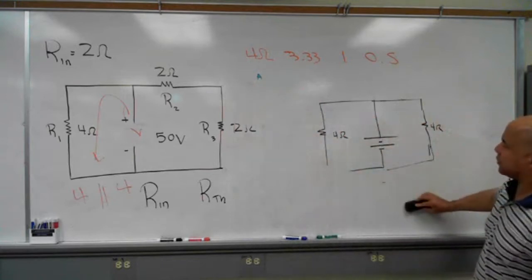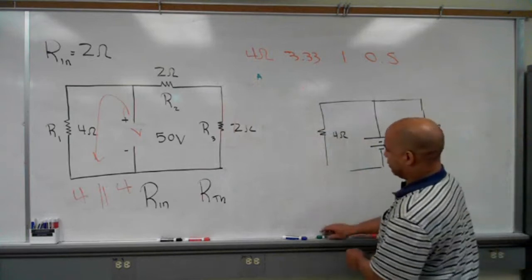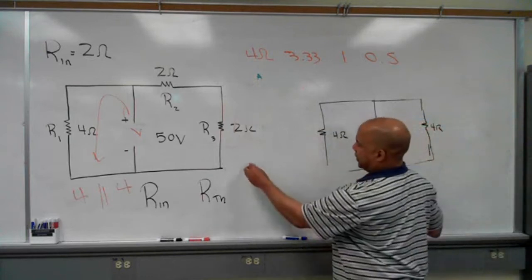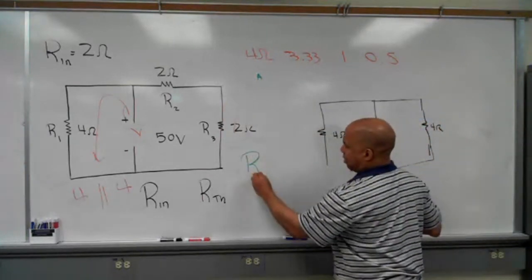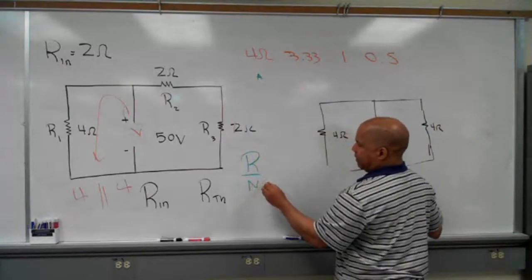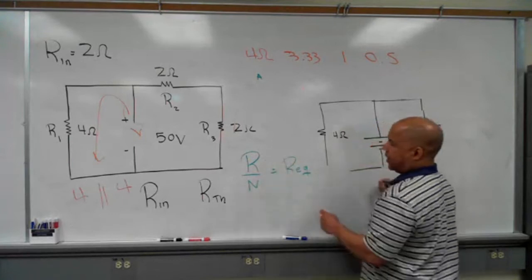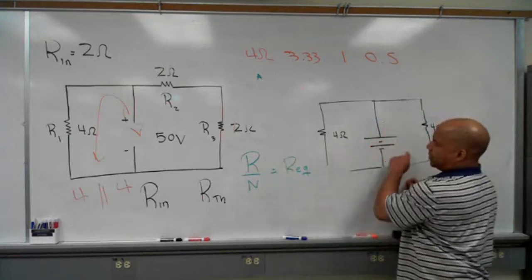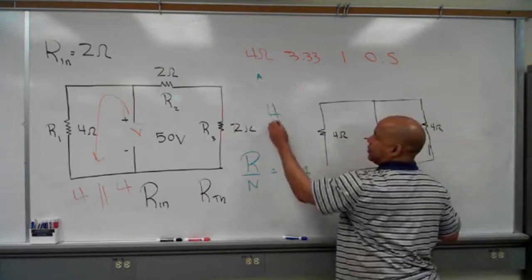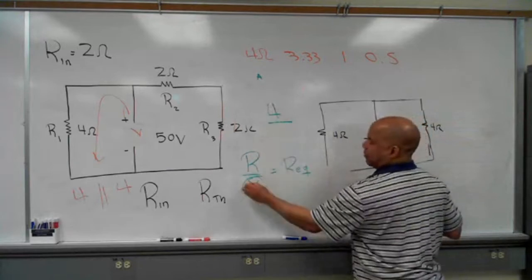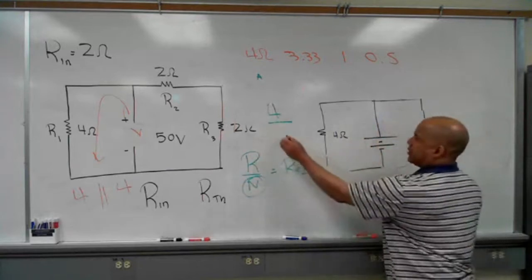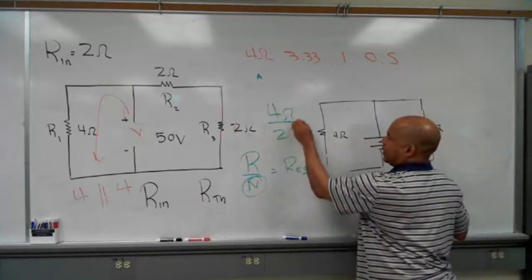If you have two resistors that are the same value, the best way to get the answer is to use R over N for the total. This only works if the resistors are the same. I got two values that are the same, so I can take one resistor and divide by the number that I have. So I got two of these. So that'll give me 2 ohms.